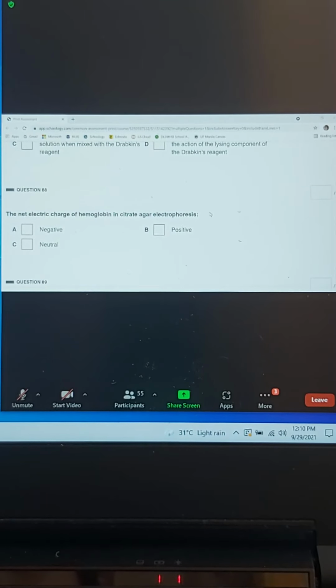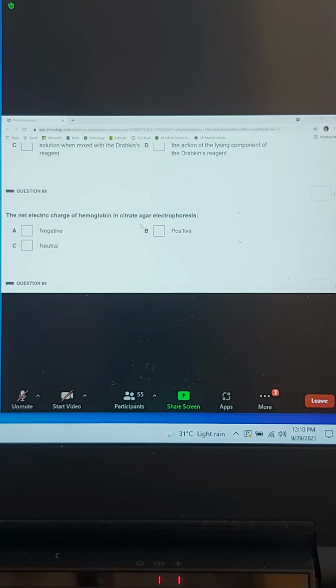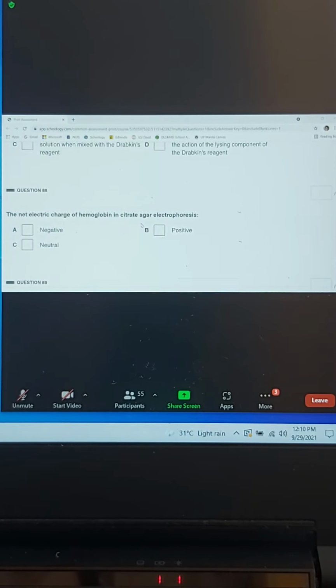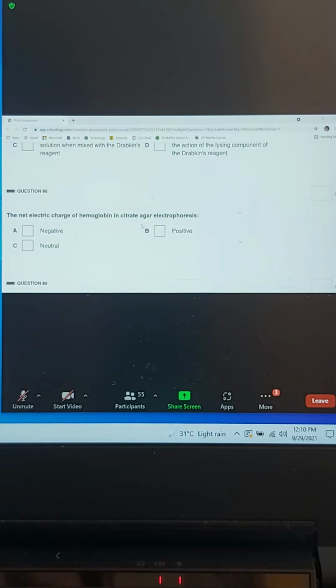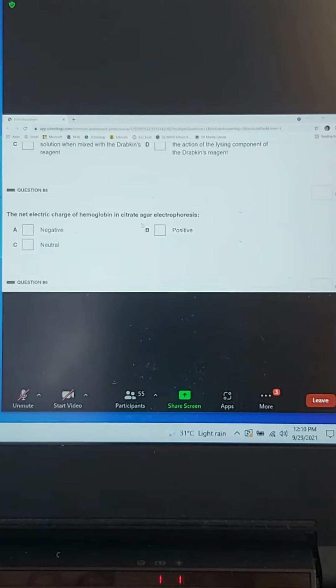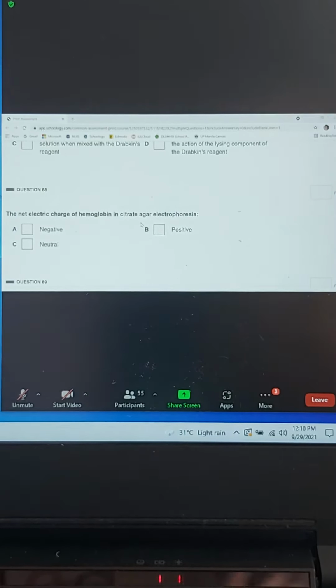In citrate agar electrophoresis class, what is the pH of our buffer? Acidic, right? So when the environment is acidic, what is the net electric charge of our proteins? Positive.